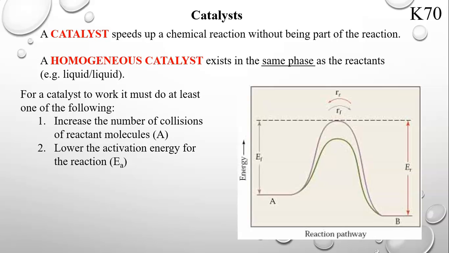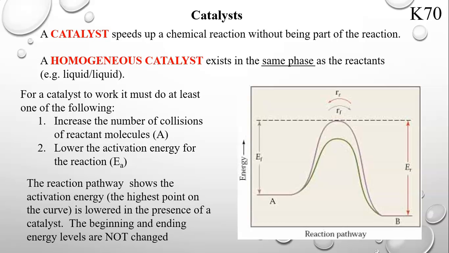If you took biology, a biological catalyst is called an enzyme. Enzymes are specific to biology, but catalyst in general means it could be any type of chemistry. It's something that speeds up a reaction. The reaction pathway shows the activation energy, the highest point on the curve, is lowered in the presence of a catalyst. The beginning and ending energy levels are not changed.